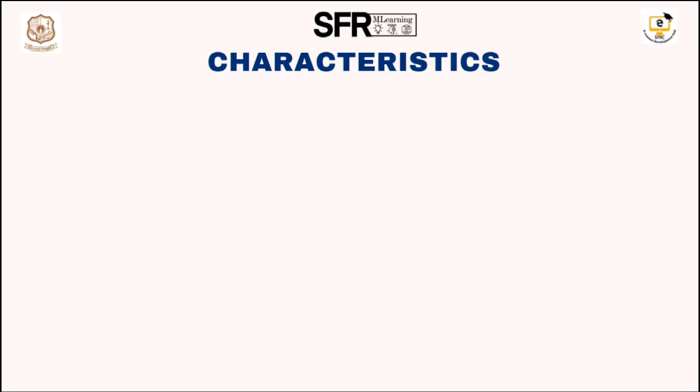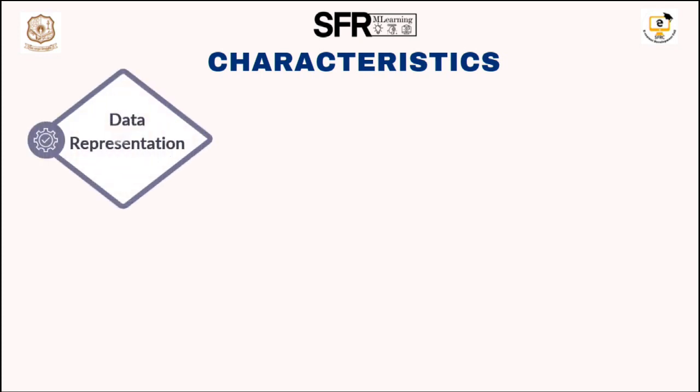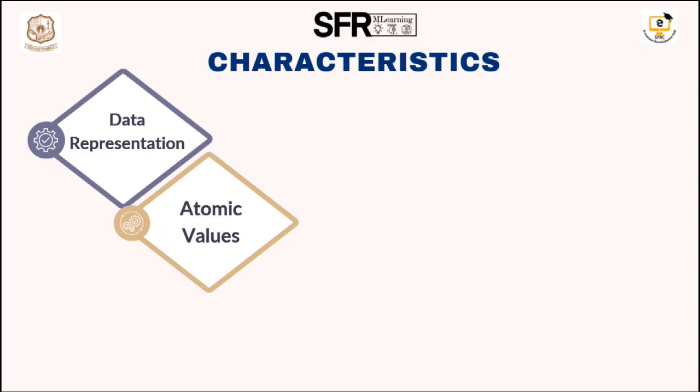Next, we are going to see the characteristics of a relational model. We are having 8 characteristics. The first one is data representation. Data is organized in tables, that is relations, with rows, that is tuples, representing records and columns, that is attributes, representing data fields. The second characteristic is atomic values. Each attribute in a table contains atomic values, meaning no multi-valued or nested data is allowed in a single cell.